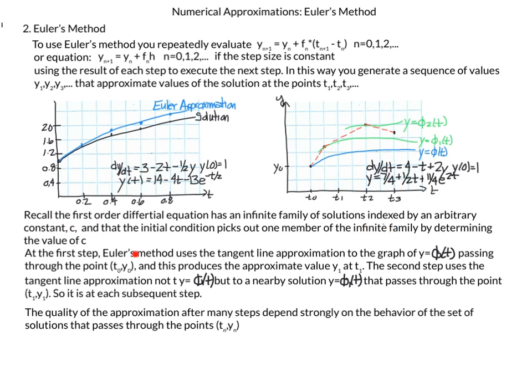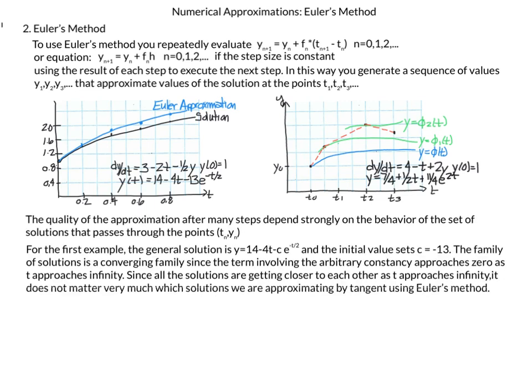So at the first step, Euler's method uses the tangent line approximation to the graph y equals phi of t, passing through the point t naught, y naught, and this produces the approximate value y1 at t1. For the second step, we don't have an exact point as we did with the initial condition, so we're really just using a nearby solution, phi1 of t, that passes through the point t1, y1, and so on for each subsequent step. The main point is that the quality of the approximation after many steps depends strongly on the behavior of the set of solutions that passes through the point tn, yn.